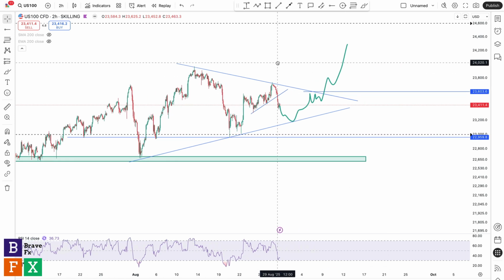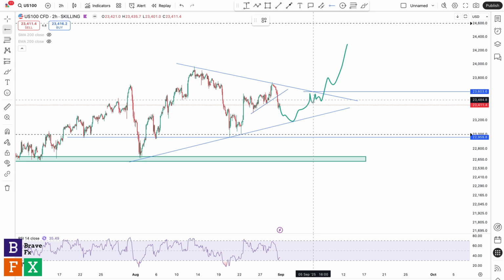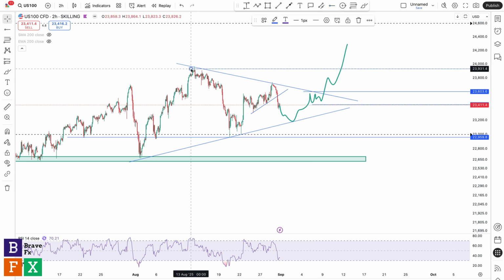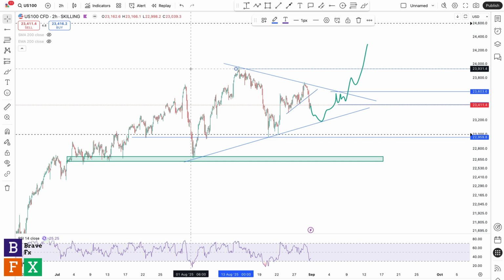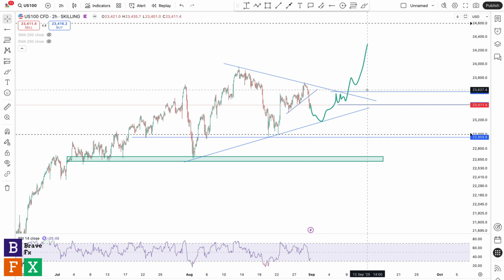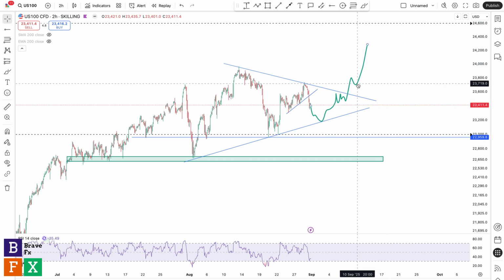So if this happens, your entry would be above the breakout. Stop loss can then be placed underneath the consolidation listed breakout. First take profit target can be around these highs while you trade the rest of your positions as we go higher. This is my conservative bullish case scenario for Nasdaq, right?